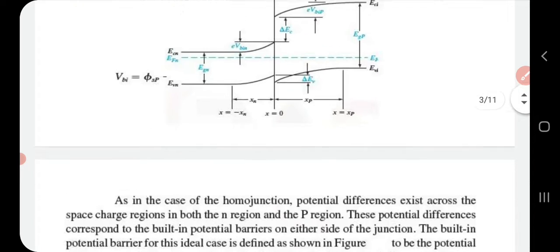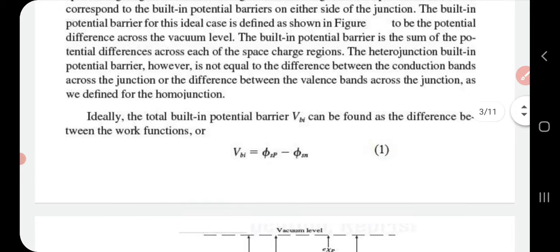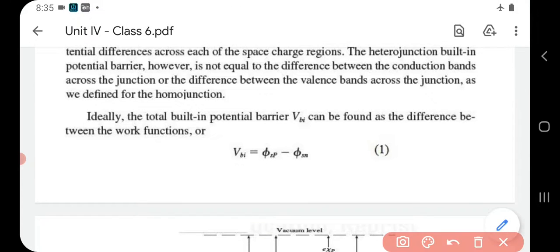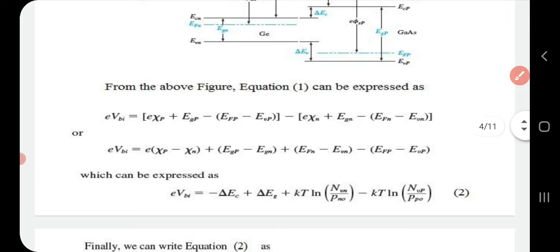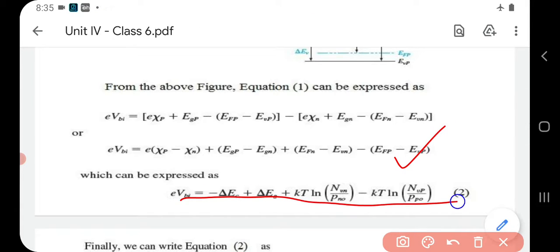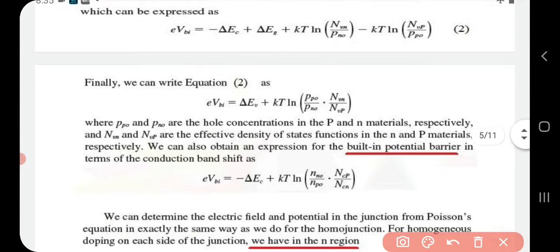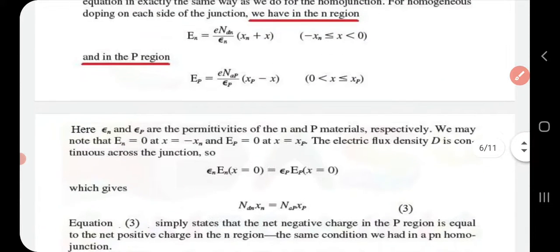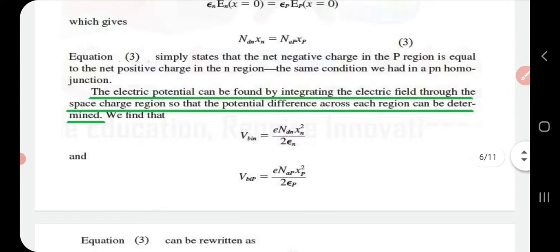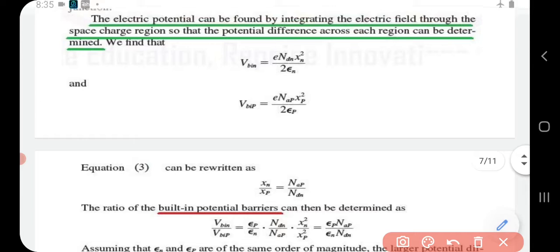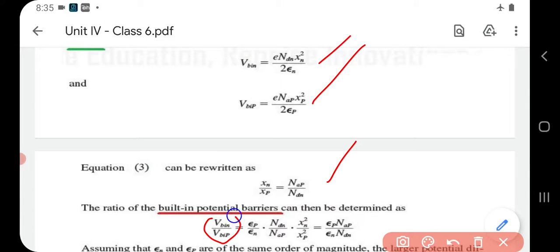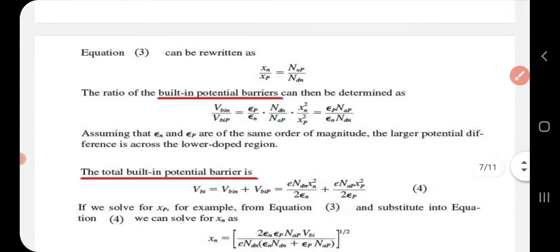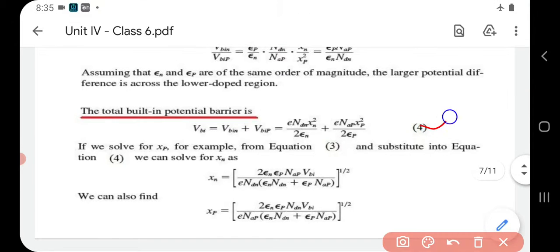If you want, you can draw this diagram, then only you will be able to explain this slide. So as I already said, after writing this equation 1, you can draw this diagram and write this expression, and no need of writing this directly, you can write this equation, and all this you can write. So a few terms you will have to study, then all these things you can write, then expressions for built-in potential in N and P region, then the ratio, this one is equal to this, so that is the expression for built-in potential barrier, the total built-in potential barrier expression.